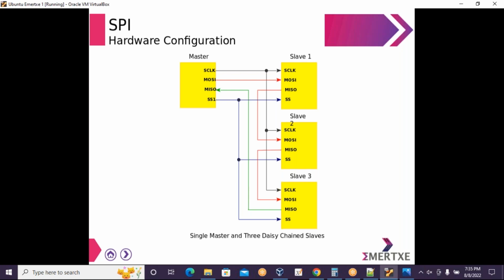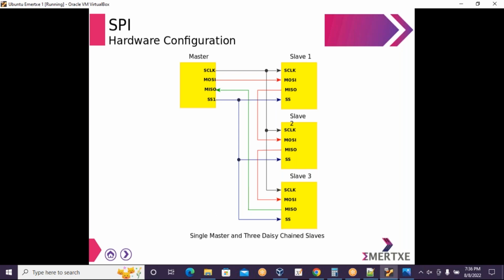So whatever issue was there in the previous configuration has been resolved here. Previously, as the number of slaves increased, the number of slave select lines were also increasing, and the wires were increasing. In turn, hardware configuration was a little difficult. But coming to the daisy chain configuration, there is only one slave select line using which you can select either of the slaves.